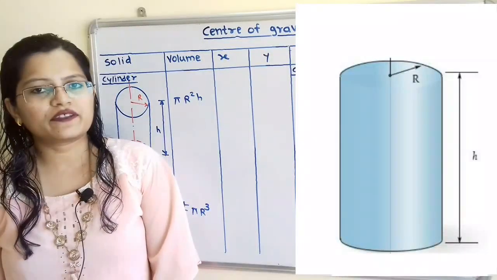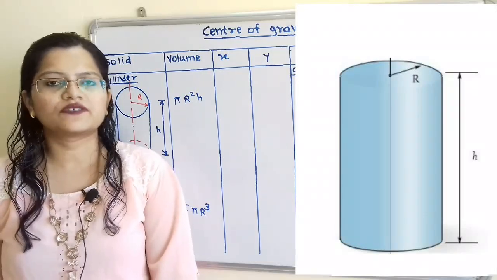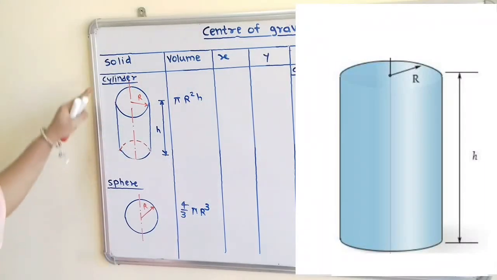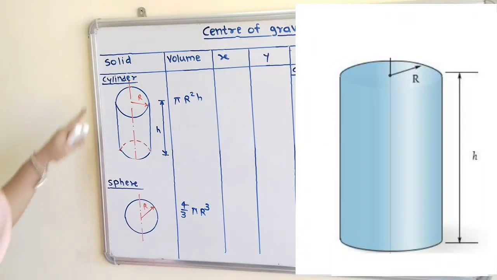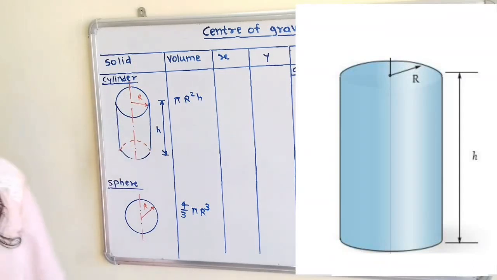In this video, we are going to find out center of gravity or center of mass for the different bodies. So first solid we will consider as a cylinder. Here is the cylinder with radius capital R and height is h.